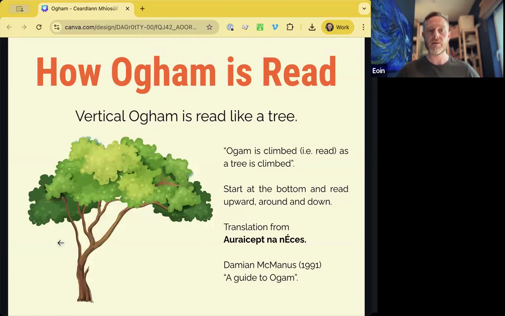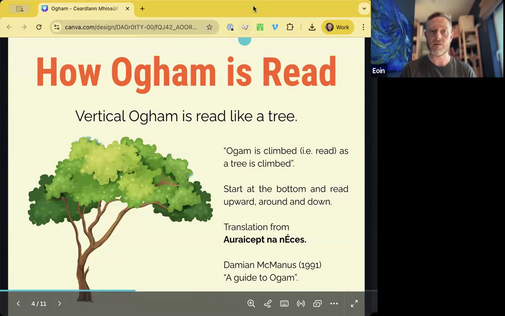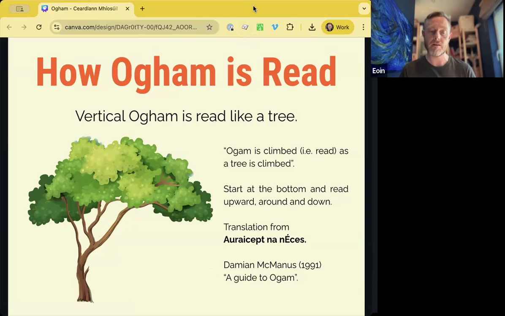Okay, so how is Ogham read? This is news to me because I didn't know how to orient myself to Ogham. So Ogham is read like a tree. Ogham is climbed as a tree is climbed. And that's like a translation by Damian McManus, who gave his version of a translation of a manuscript, the Auraicept na nÉces. I believe Walter saw this on a recent trip.